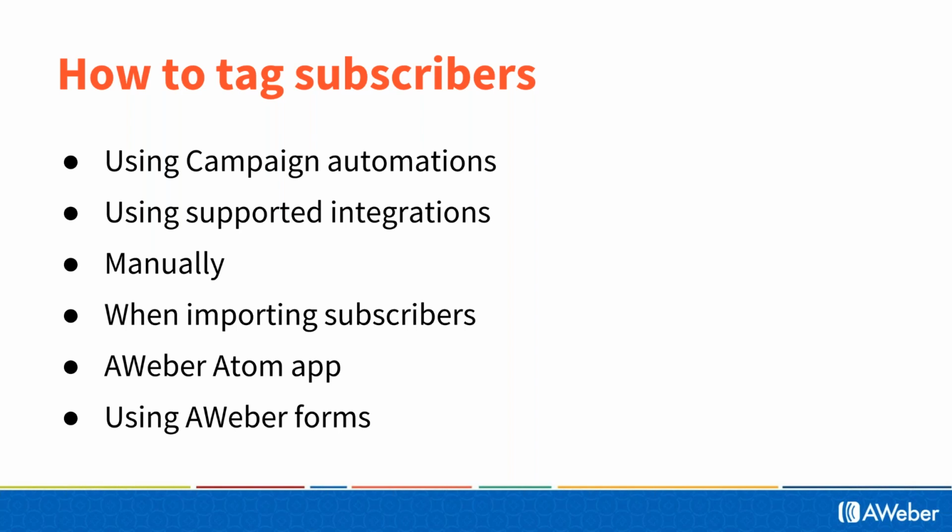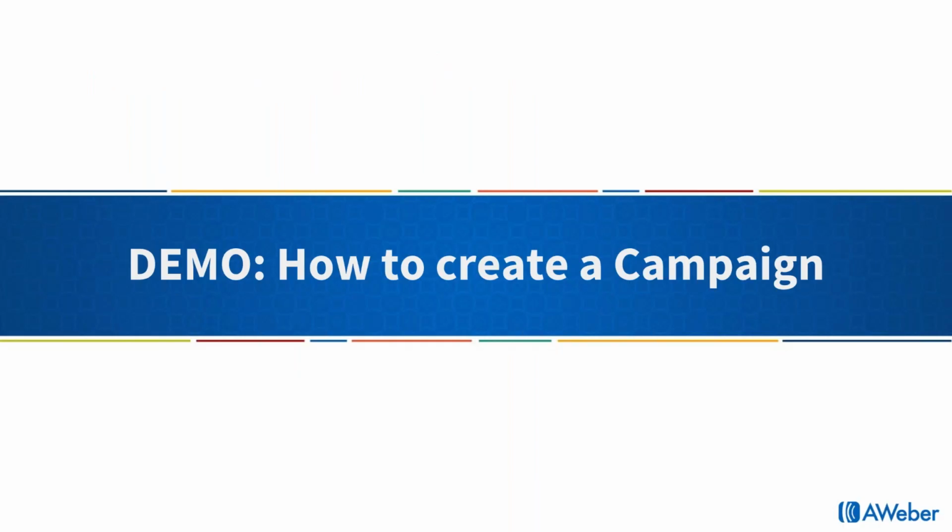And then the last two ways to apply tags are through the AWeber Atom app, which is our mobile sign-up app on iPhone and Android, as well as using AWeber sign-up forms. So let's go ahead. We're going to jump into the demo now. I'm going to show you how to create that automated email campaign.